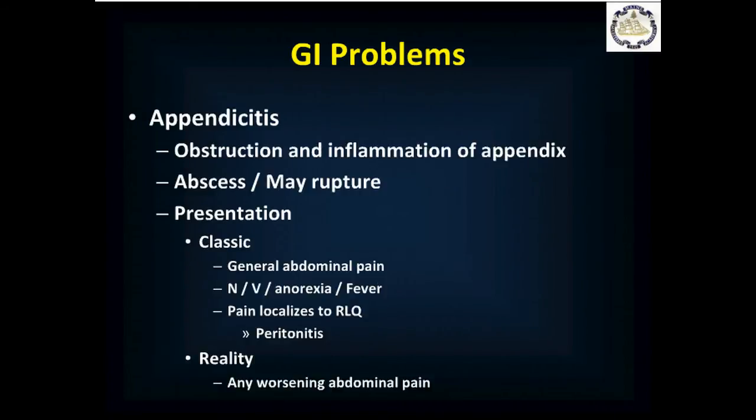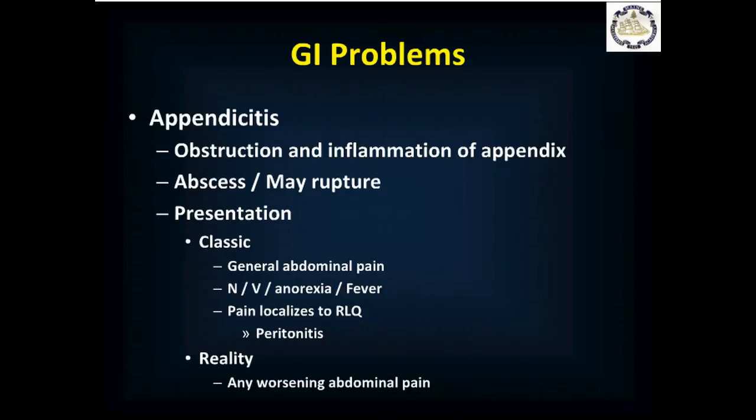Appendicitis is another common cause of abdominal pain, particularly in younger patients. The appendix is a small sac that attaches to your small bowel and large bowel junction. So it really hangs off the large bowel right where the small bowel joins it. And that's typically in your right lower quadrant, although people can have their appendix in other places in the abdomen. And what happens is that the appendix gets blocked and gets inflamed and basically becomes an abscess. If it gets enough inflammation, it ruptures.